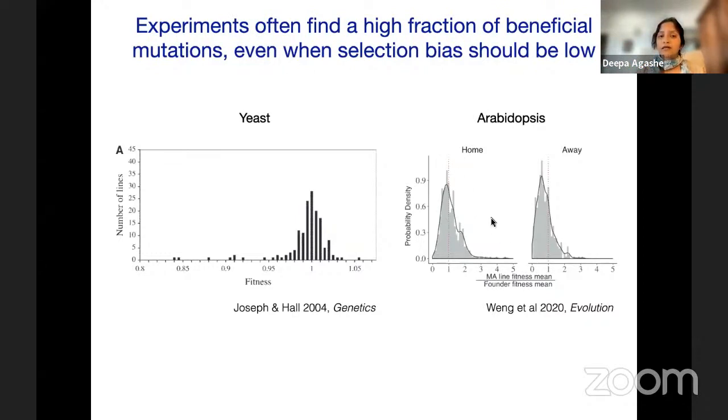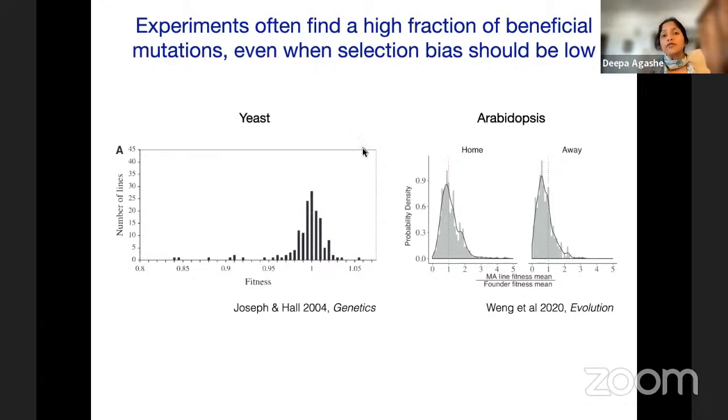It's still true that the right side is beneficial. You again find that lines that are tested at home, which is their native habitat, versus away, which is a different habitat, show a substantial fraction of beneficial lineages here as well. And on average, they've estimated that their lineages have about 5 mutations accumulated. In this case, it's not known how many mutations are accumulated, but there are many of them, right?